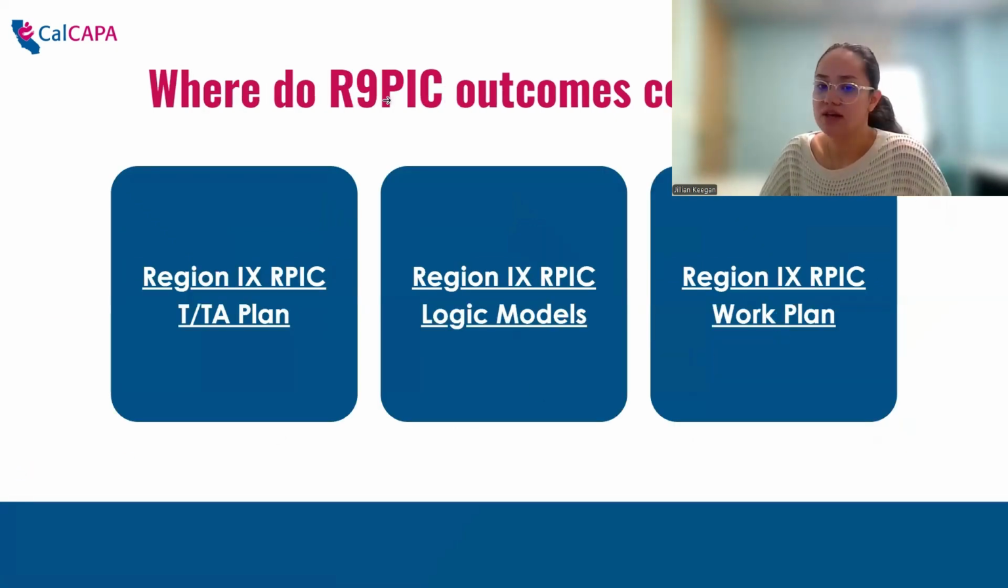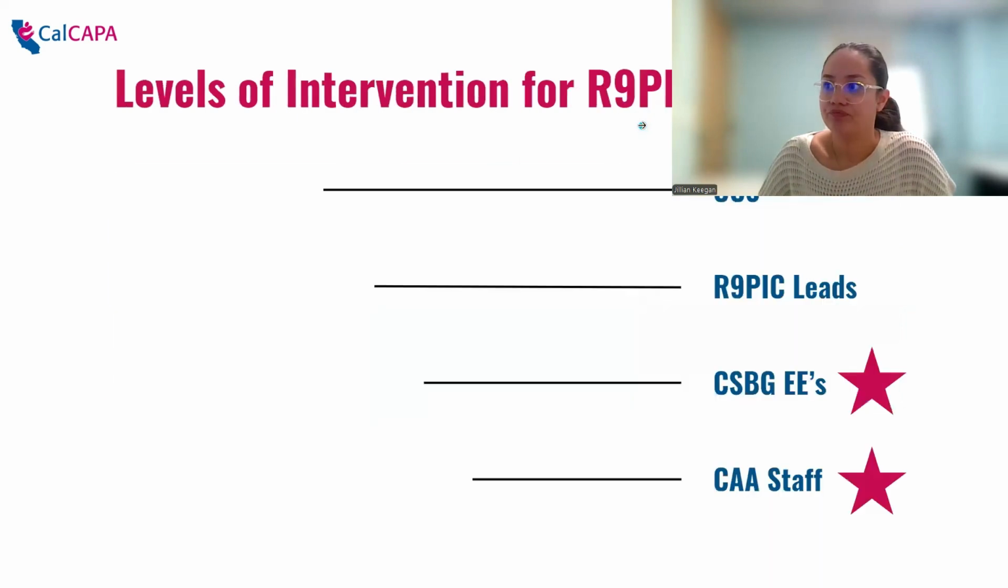So where do these outcomes come from? The R9PIC outcomes come from our Region 9 TNTA plan, our work plan, and our logic models that are all linked here if you wanted some background or you're interested in learning more about the outcomes. Feel free to look through these documents. They're all linked here.